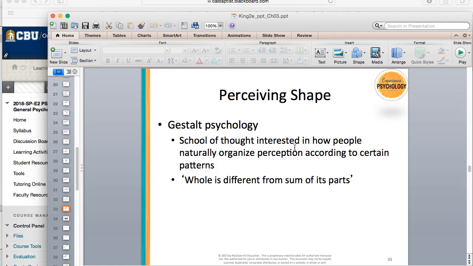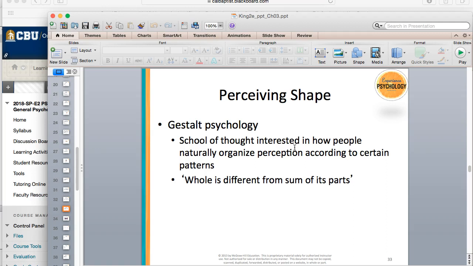So, Gestalt. He's a major key figure in psychology, as well as Freud and so many others. Gestalt psychology is the school of thought interested in how people naturally organize perception according to certain patterns. The whole is different from the sum of its parts, and this is a key component of Gestalt theory. The whole is different from the sum of its parts.